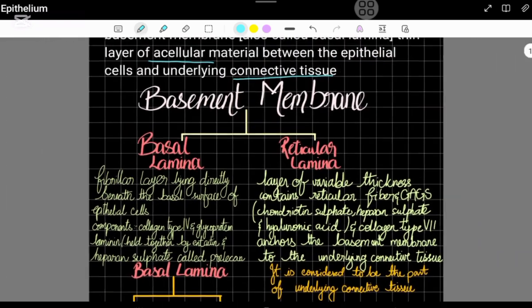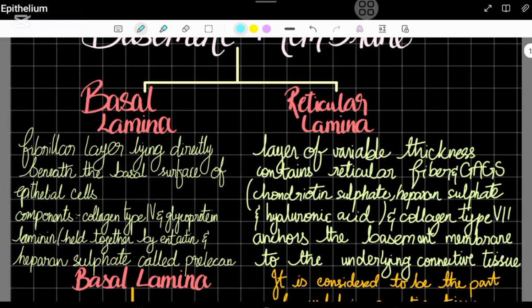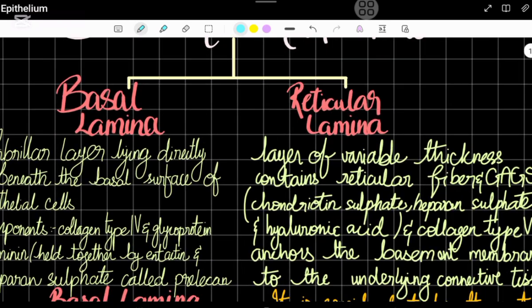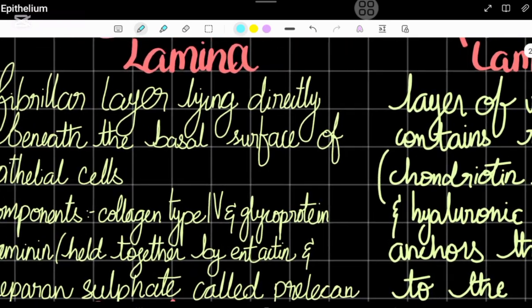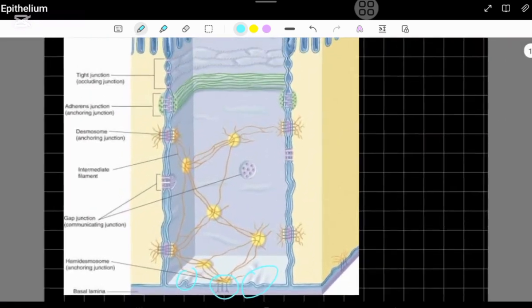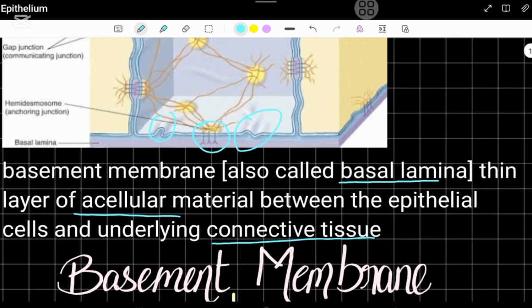Okay, so the basement membrane is further divided into basal lamina and reticular lamina. So basal lamina: the basal lamina is a fibrillar layer lying directly beneath the basal surface of the epithelial cells. Due to this reason, we call the basement membrane the basal lamina also.